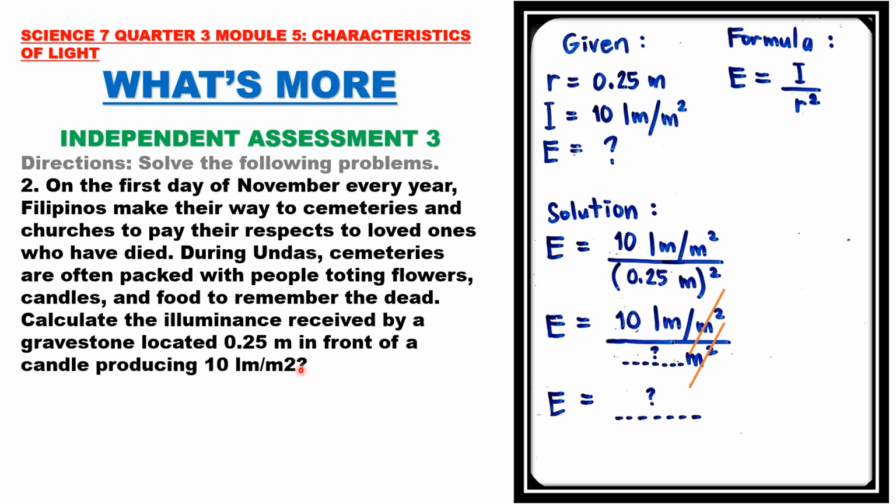squared. So, ang given ay distance of source, 0.25 meters, intensity ng candle, 10 lumen per meter squared, solve for illuminance. So, para ma-solve nyo to, use the formula illuminance equals intensity divided by distance of source squared. Okay? So, substitute lang, 10 lumen per meter squared divided by 0.25 meter squared. Okay? So, kayo na mag-solve.